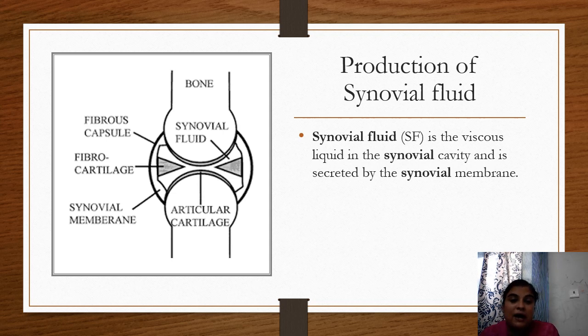From this part, three 1 mark questions can come. What is the basic characteristic feature of synovial fluid? The answer is viscous. Where is the synovial fluid present in your body? The answer is the synovial cavity. Third question, from where is the synovial fluid secreted or produced? The answer is the synovial membrane. I think you have understood the concept now, so we are going to the next part.